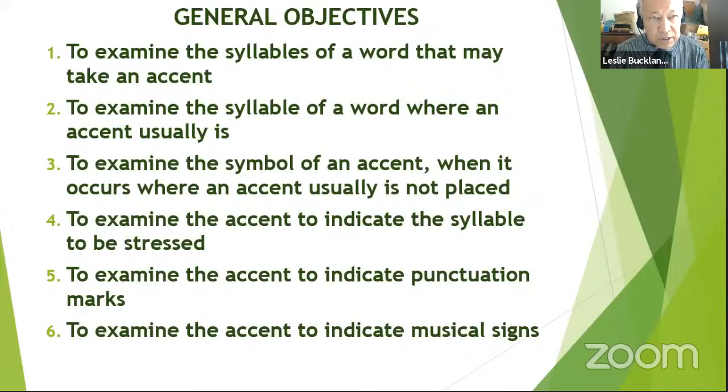The general objectives of this lesson are: 1, to examine the syllables of a word that may take an accent. 2, to examine the syllable of a word where an accent usually is. 3, to examine the symbol of an accent when it occurs where an accent usually is not placed. 4, to examine the accent to indicate the syllable to be stressed. 5, to examine the accent to indicate punctuation. 6, to examine the accent to indicate musical signs.